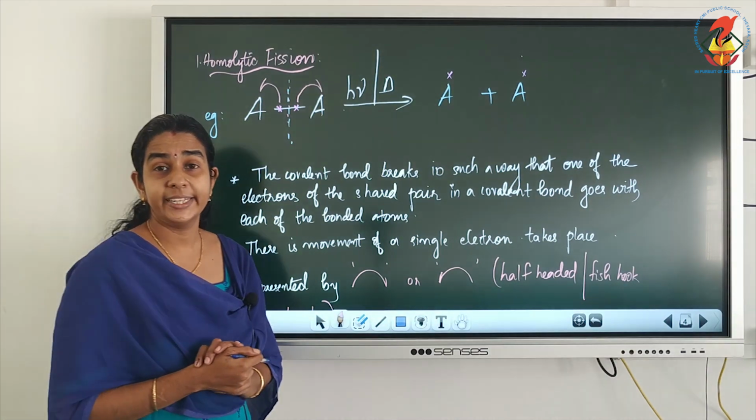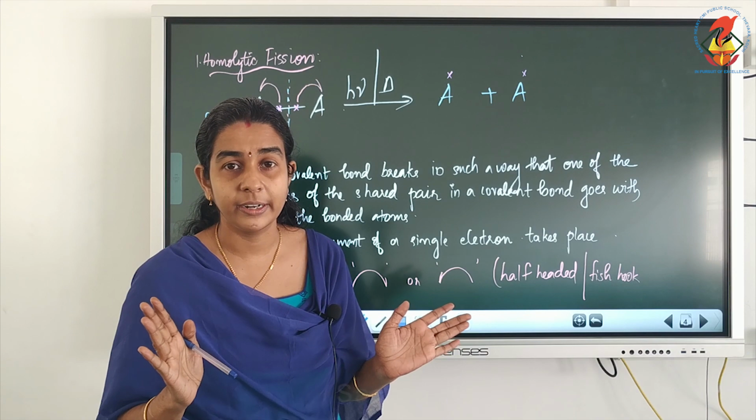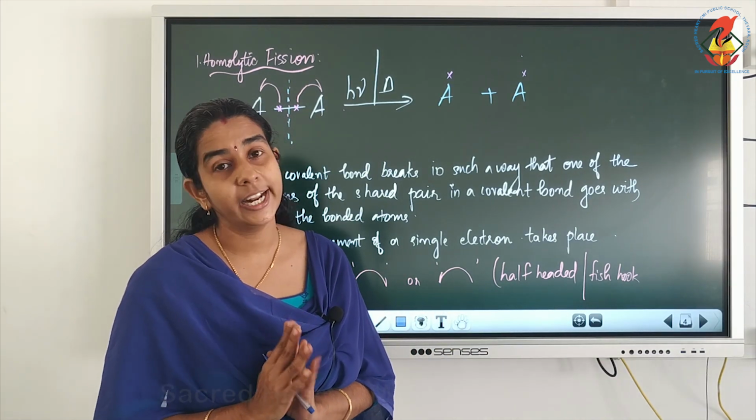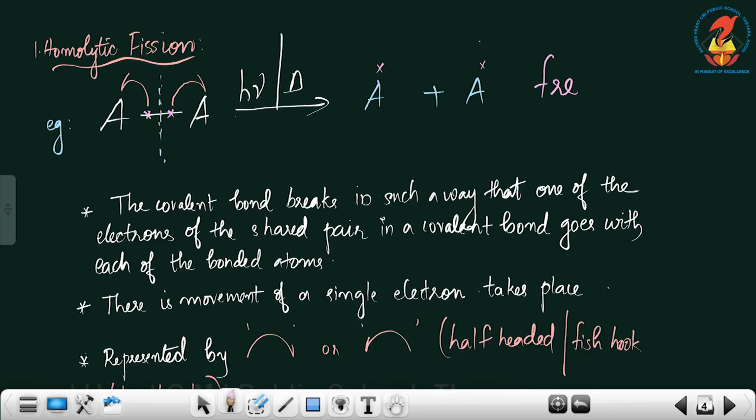So each atom is getting an unpaired electron. Getting one electron means what? Not paired. We can call it an unpaired electron or an odd electron. And such species are known as free radicals.